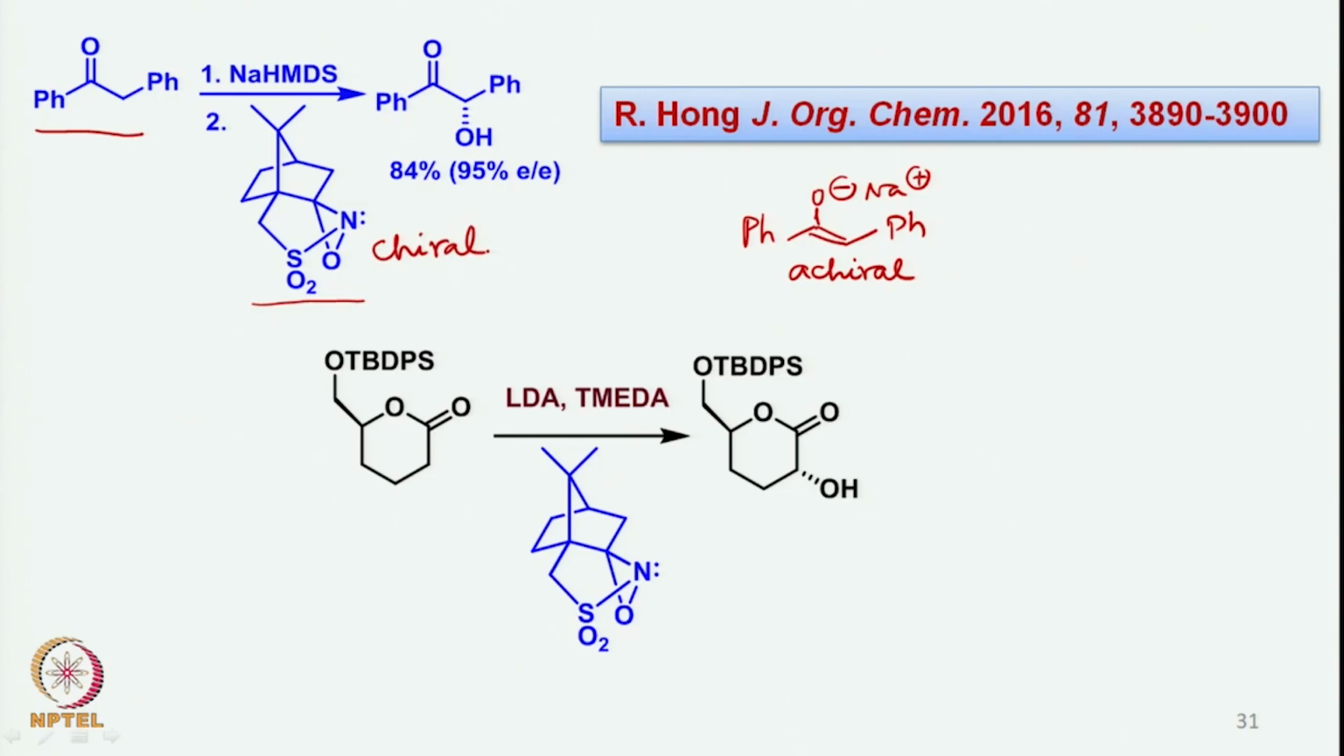oxaziridine, and the transfer of the hydroxy group occurs from the lower side, and we get an 84% yield of the molecule with 95% enantiomeric excess finally. In a similar fashion here also one can introduce the hydroxy group from the alpha side and can get the corresponding alpha hydroxy lactone here or alpha hydroxy ketone there with high enantiomeric purity.